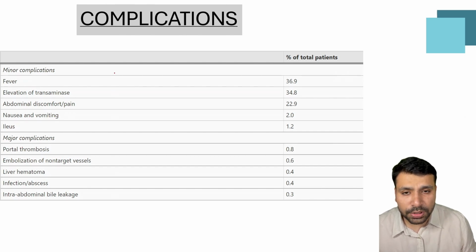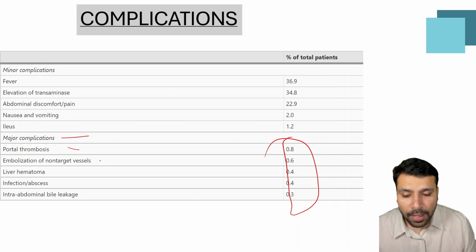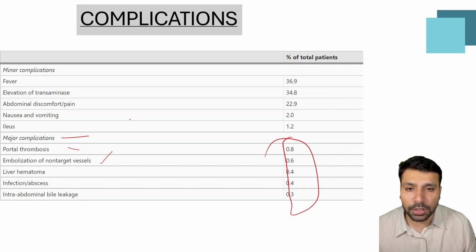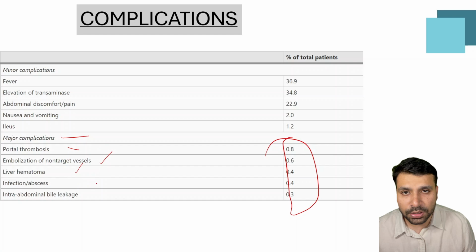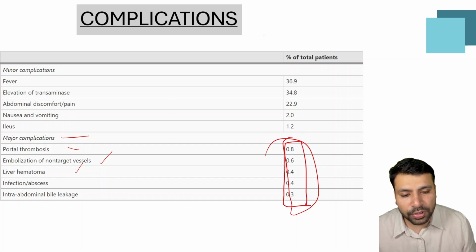This is a procedure which has very few complications. Major complication rates are all less than 1%. Major complications are portal vein thrombosis, which can be devastating; embolization of non-target vessels, where you embolize vessels you don't want to; hematoma, because you puncture the liver directly; infection, abscess; and intra-abdominal bile leakage. All these are major, but see the percentages, they are even less than 1%. So portal vein embolization is a very safe procedure.